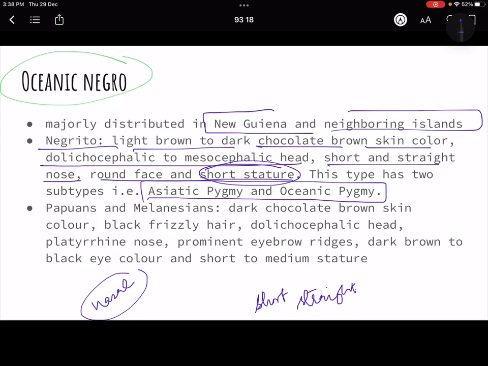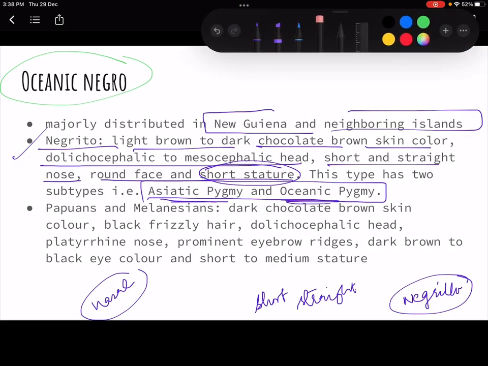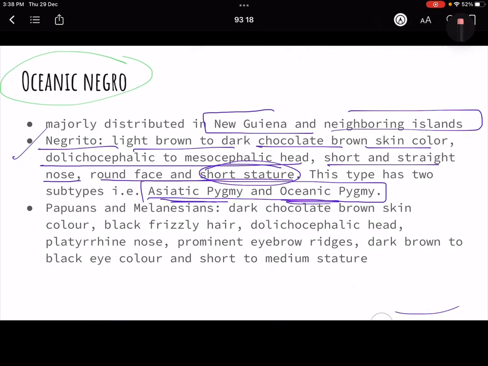So what did we call the African Pygmies? Negrilo. Okay, Negrilos are the African Pygmies and Negrito is the Asiatic and Oceanic Pygmies. Pygmy means short heighted, so you can just remember that also. And let me do the Papuans and Melanesians and then we'll do the marking thing.